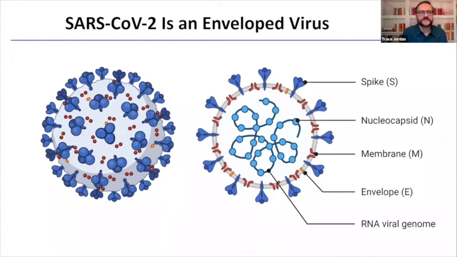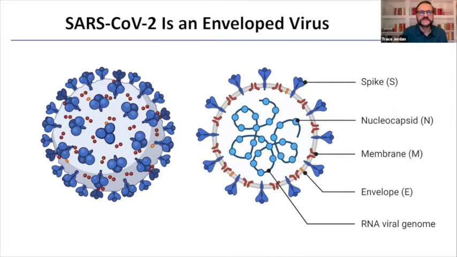That differs from the genetic information in human cells, which is composed of DNA, or deoxyribonucleic acid. The packaging of RNA within the virus is assisted by a nucleocapsid protein, which is indicated by the letter N. Now, SARS-CoV-2 is classified as an enveloped virus.